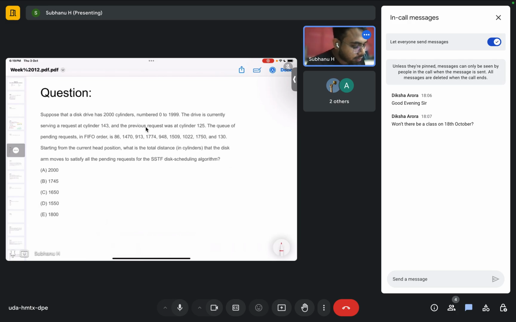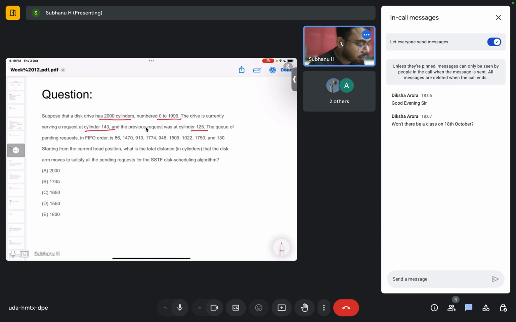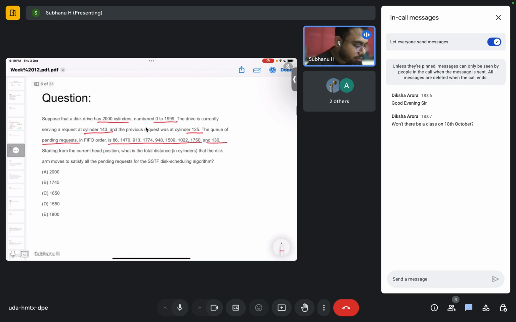Suppose that a disk drive has 2000 cylinders, numbered from 0 to 1999. The drive is currently serving a request at cylinder 143, and the previous request was at cylinder 125. The queue of pending requests in FIFO order is 86, 1470, and so on. Starting from the current head position, what is the total distance in cylinders that the disk arm moves to satisfy all the pending requests for the SSTF disk scheduling algorithm?